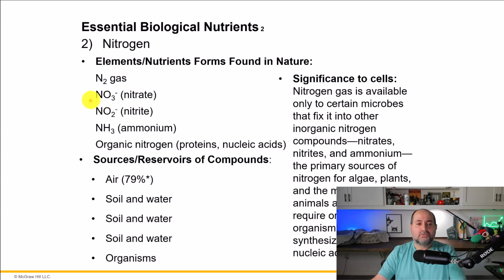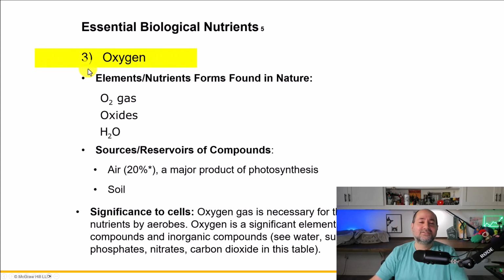And obviously, remember, we need nitrogen in order to build our proteins, in order to build our nucleic acids. We need nitrogen. It's one of the chomps, right? So what about oxygen? Obviously, you and I need oxygen. We get our oxygen as gas, right? O2 gas. Okay, but obviously there's oxygen in the air, there are oxides, there's water. These are all sources of oxygen.